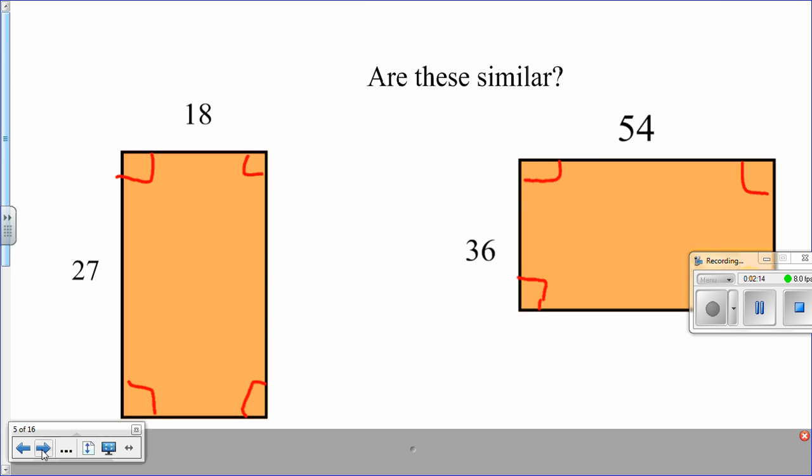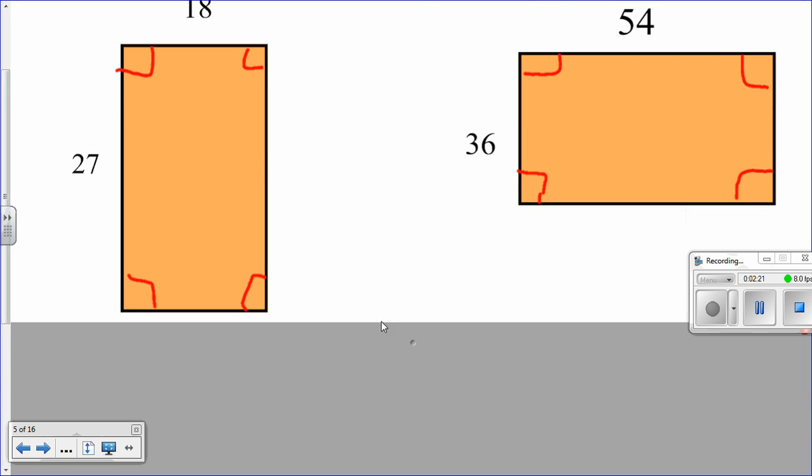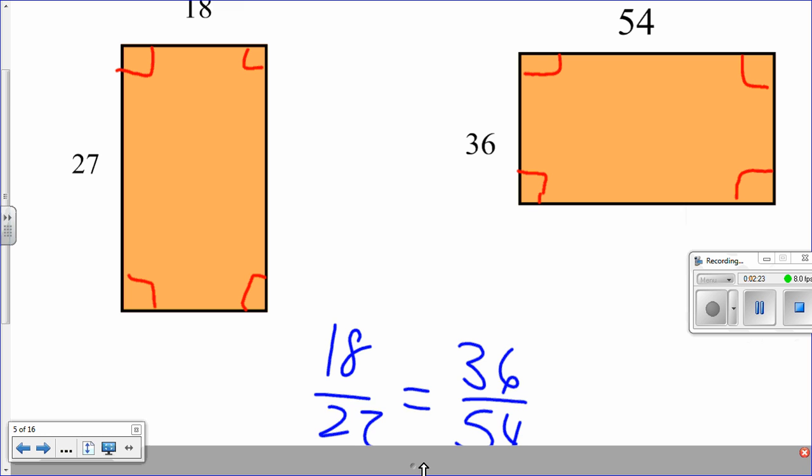Here's another example. Two rectangles, 18 by 27 and 36 by 54. Again, when you set your proportions up or your ratios up, you need to make sure that you're using corresponding sides. So we have 18 to 27, short side to long side, to 36 to 54, short side to long side. Just because the 18 and the 54 are on top here doesn't mean that they correspond to that place in the ratios. Okay, you have to match the sides up.